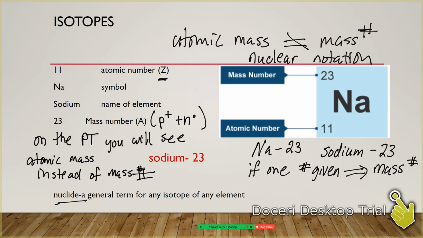Nuclide is just a vocabulary word. It's a general term for any isotope of any element. So you could say carbon has 3 nuclides. That means they have 3 different isotopes.